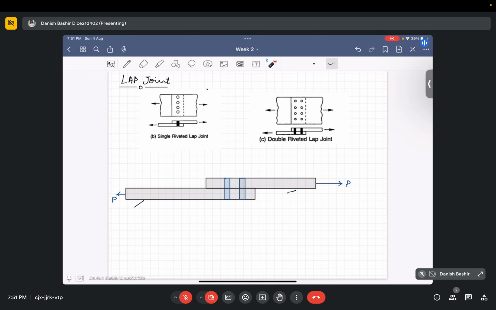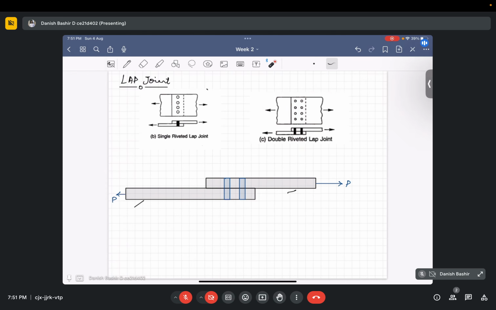A single riveted lap joint and a double riveted lap joint are shown here. This is a single riveted lap joint, as all the rivets are in a single line. That is why it is known as a single riveted lap joint. And in a double riveted lap joint, two plates are put like this, and then there is a double line of rivets like this. This is known as a double riveted lap joint.